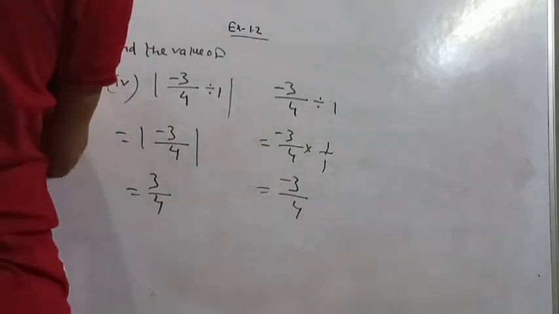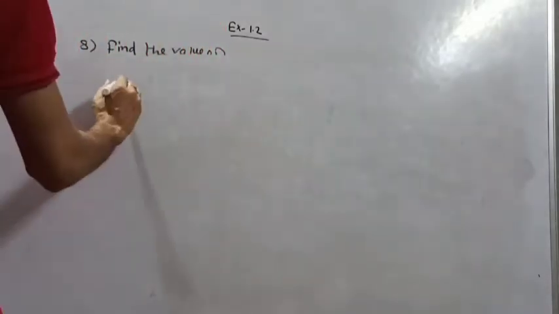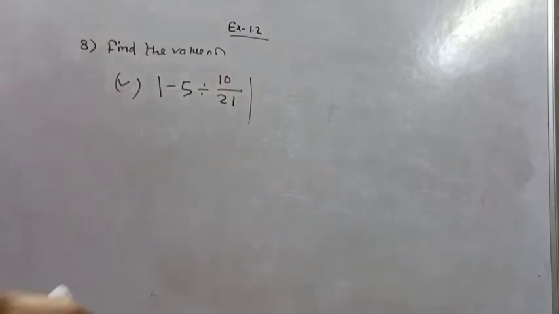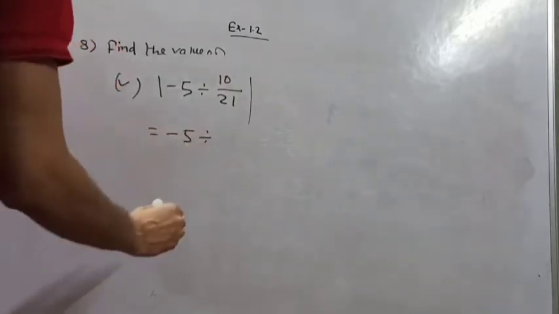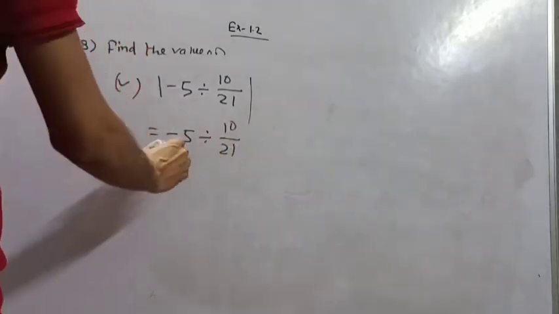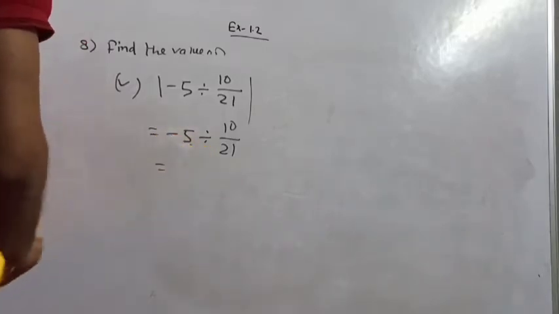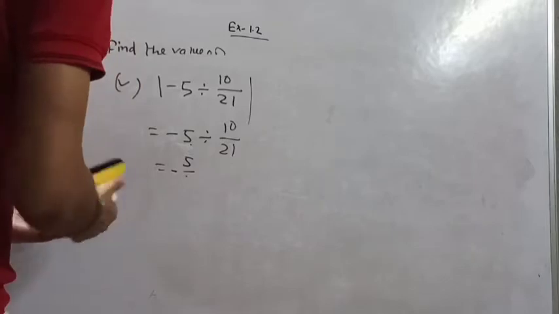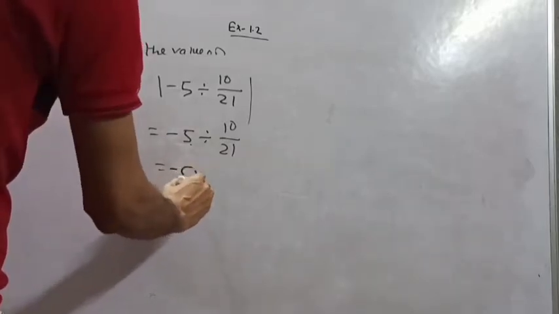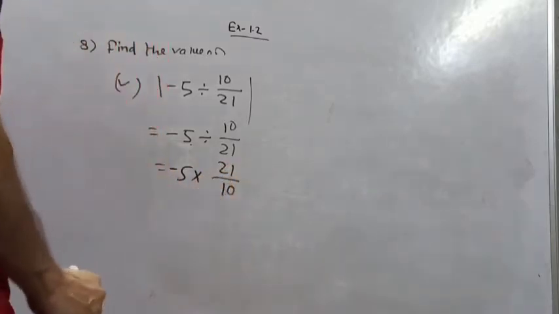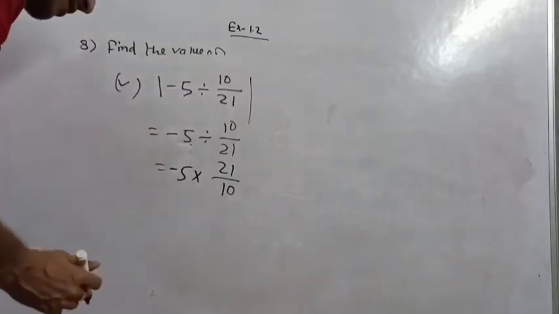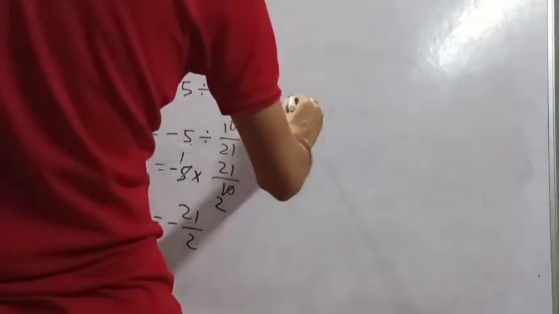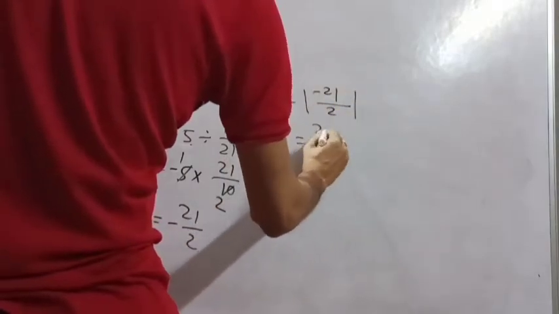Next we have number 5. Minus 5 divided by 10 by 21. Here is division of two fractions. We have to take the reciprocal of the next one, so division will be multiplication. So 5 ones are 5, 5 twos are 10. So minus 21 by 2. The absolute value of minus 21 by 2 is equal to 21 by 2.